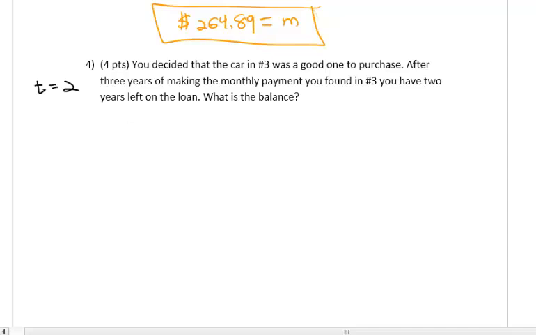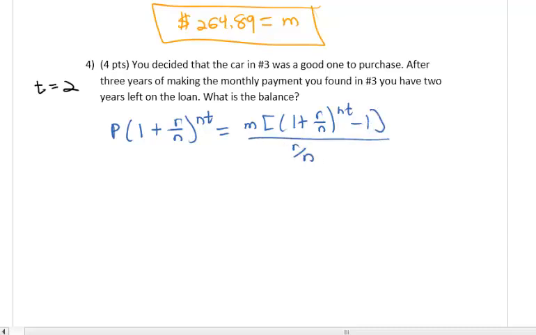Same exact formula. This time we're solving for a different value. P times (1 plus r over n) to the nt equals the regular payment times ((1 plus r over n) to the nt minus 1) all over r over n. This time we're looking for the present value of the loan. We know the monthly payment. We have all the same variables we had before, but this time we're looking for the principal, or the present value of the loan.